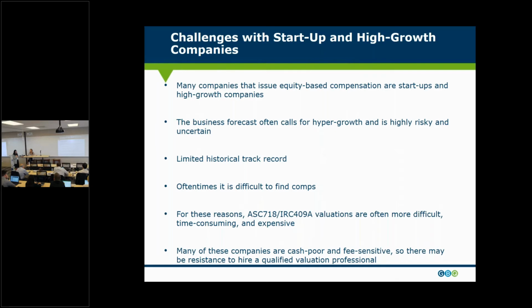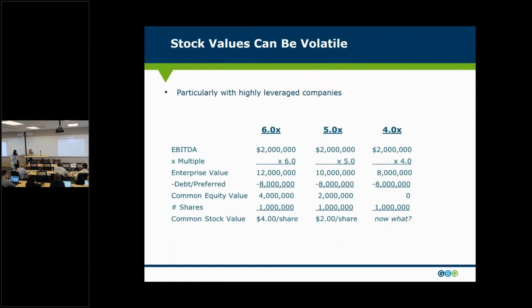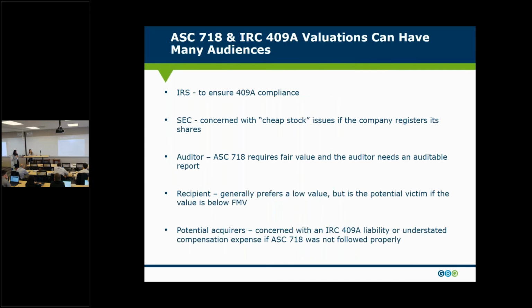So a lot of times there is resistance. If you're the auditor on it, a lot of times there's resistance to this because they don't want to pay for it. But it's often the companies who need to. So I'm just going to include a couple slides. Stock prices can be volatile. When you have these highly leveraged companies, stock price can fluctuate.